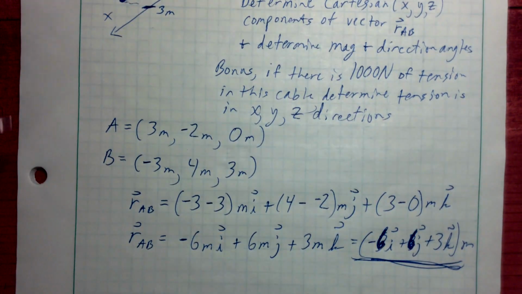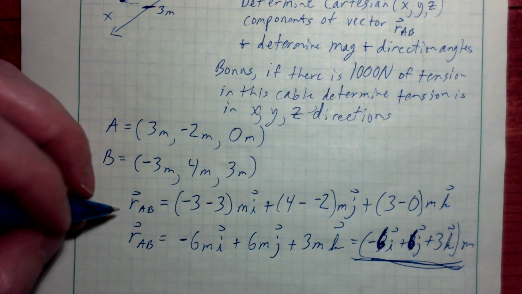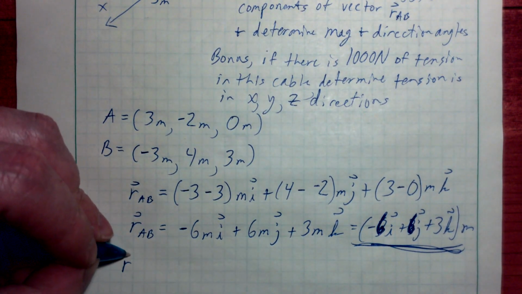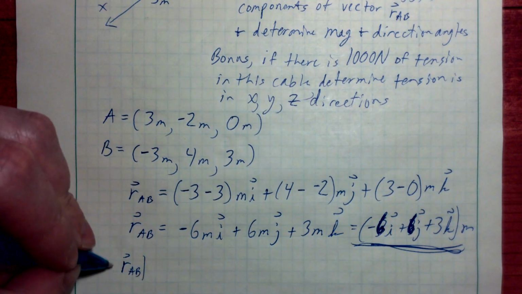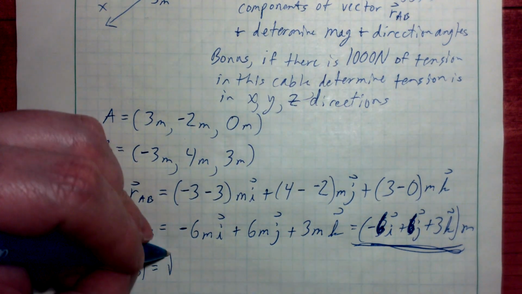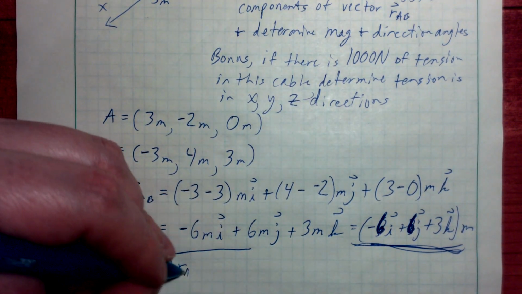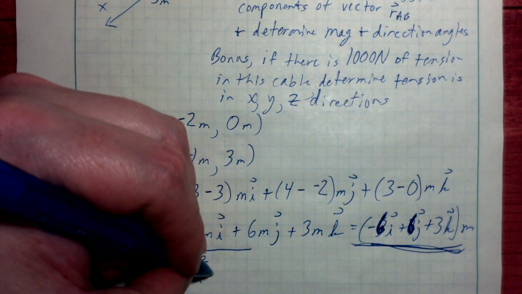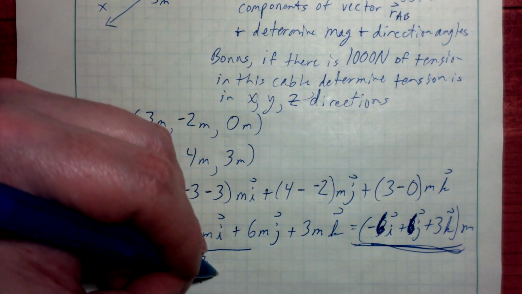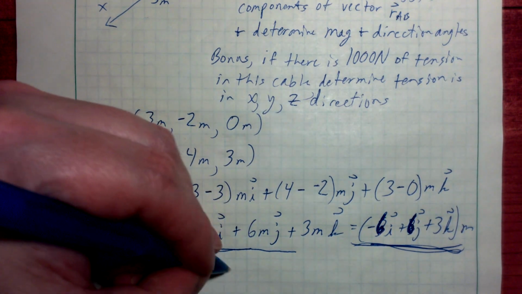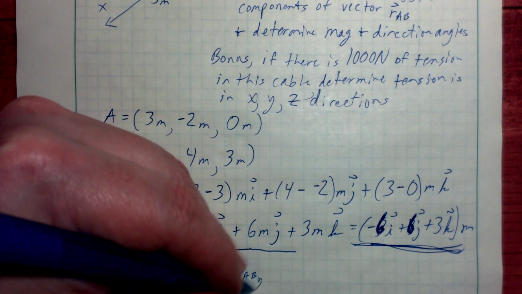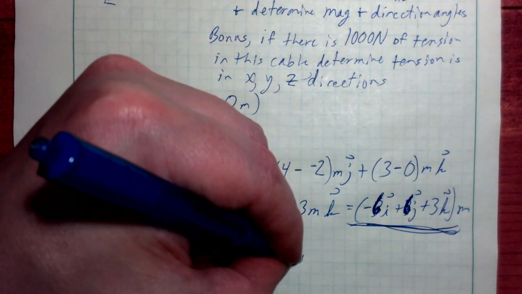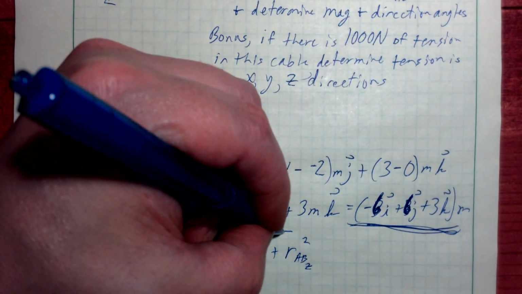That's one answer. It wanted us to also find the magnitude and the direction angles, that's the alpha, beta, gamma angles. Both of those are pretty straightforward. For the magnitude, you take the square root of RAB's x component squared, add to it RAB in the y direction squared, add to that then RAB in the z direction squared.